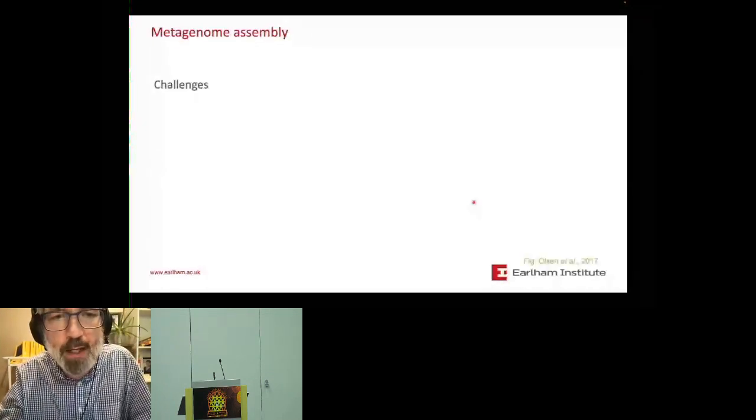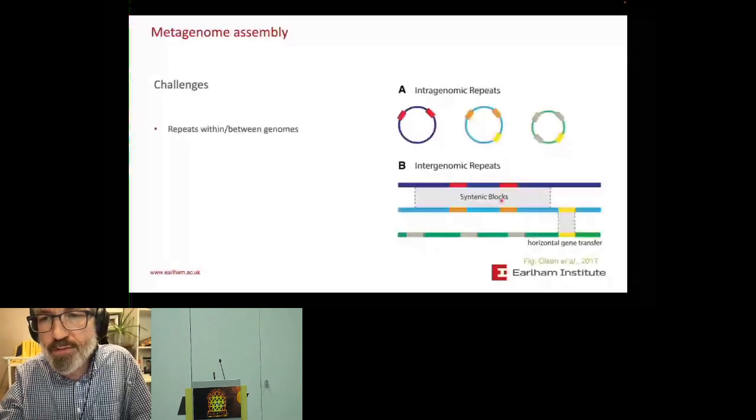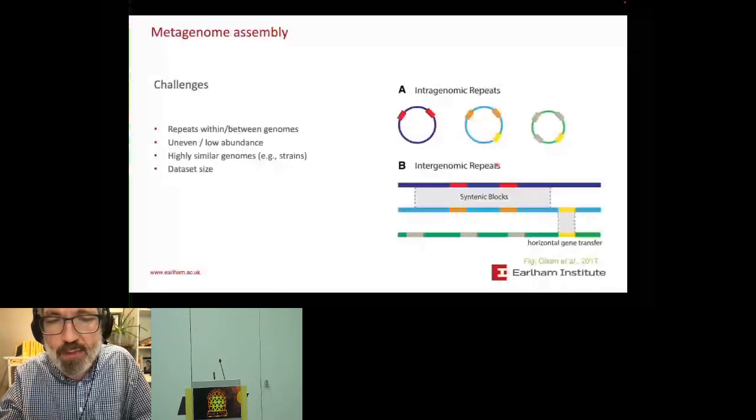Now, when we apply it to metagenomics, we have additional challenges. Just as with genomes, we'll have repeats within genomes, but in metagenomics, because of strain variation, we can have very long repeats between multiple strains of the same species. And on top of that, those species will be present in highly variable abundances. Some will be at high abundance, some at low abundance. And we also have very large data sets. So we need scalable algorithms for metagenomics.